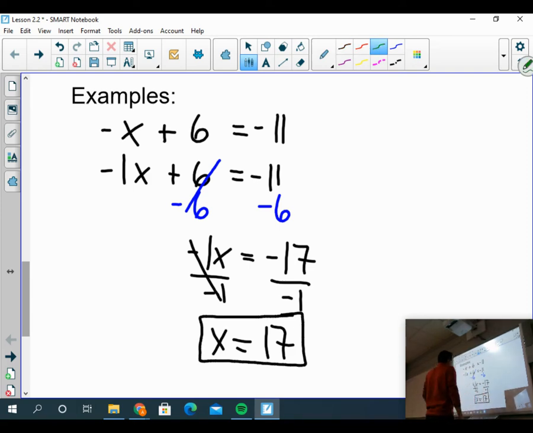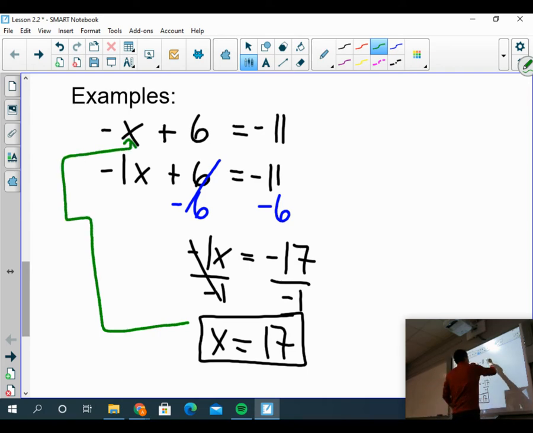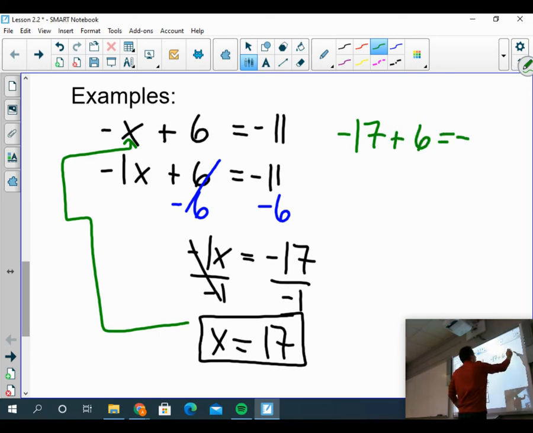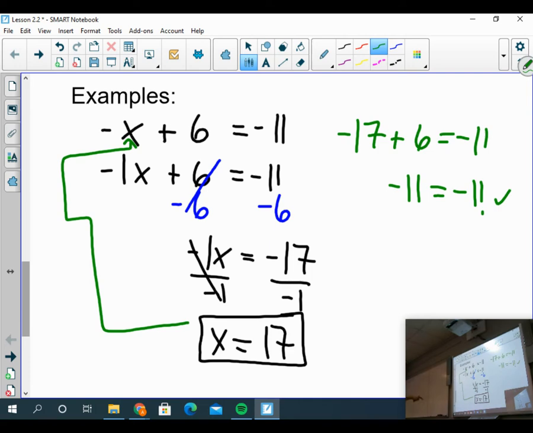Again, check my work. Plug 17 in for x. Negative 17 plus 6 equals negative 11. And you check that in your calculator, you get negative 11 equals negative 11. That is a true equation. Therefore, 17 is a correct solution for x.